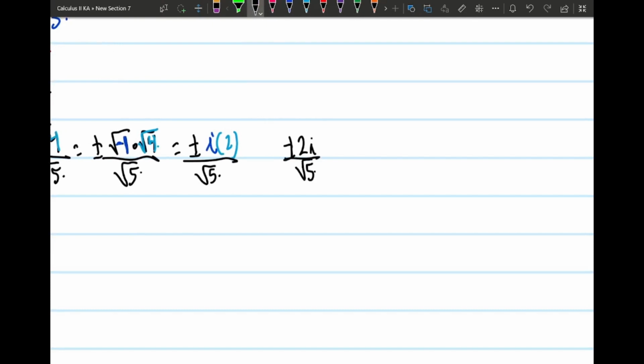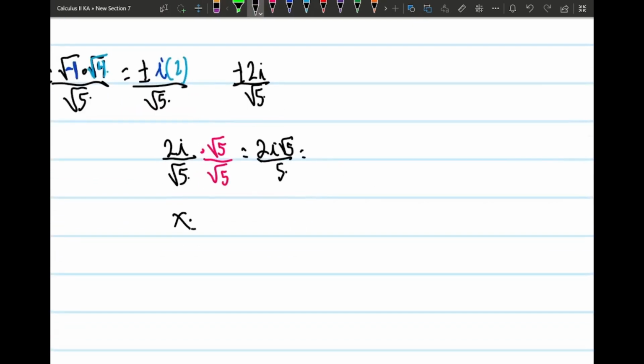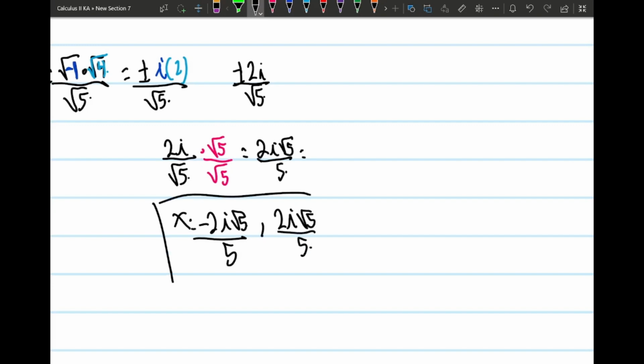We can, again, do the positive and negative of whatever we get after we rationalize it. So we're going to do 2i over square root 5 times the square root of 5 over the square root of 5, which is equal to 2i square root 5 all over 5. So x equals negative 2i square root 5 over 5, comma, 2i square root 5 over 5.